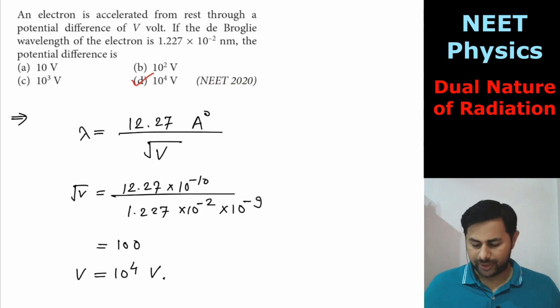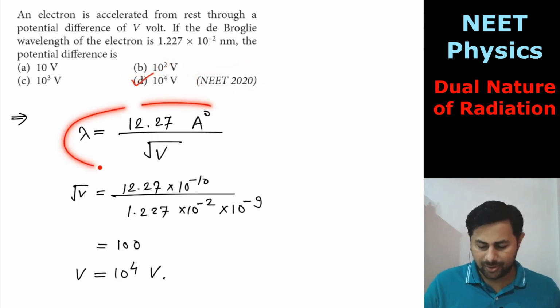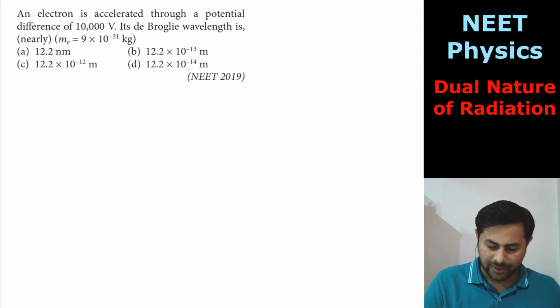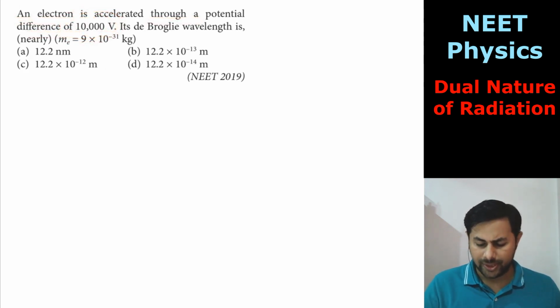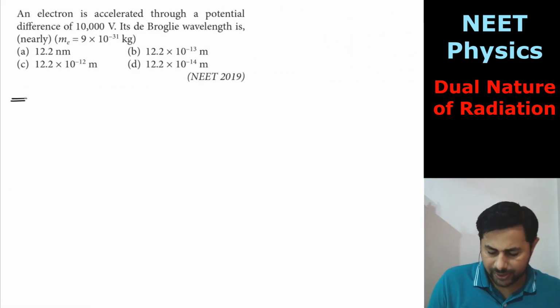Yes, sir. Okay, so 10 raised to 4 volts, right? This is very simple. Okay, this is from NEET 2020, and the question based on this has been asked many times. Okay, all right, let's see next one. An electron is accelerated through a potential difference of 10,000 volts. Its de Broglie wavelength is, again same. Okay, simple question. This is from NEET 2019. Okay, so NEET 2019, NEET 2020, same question, right?